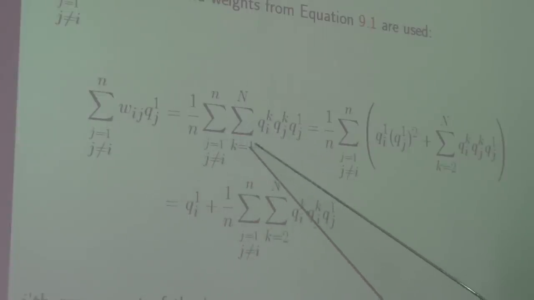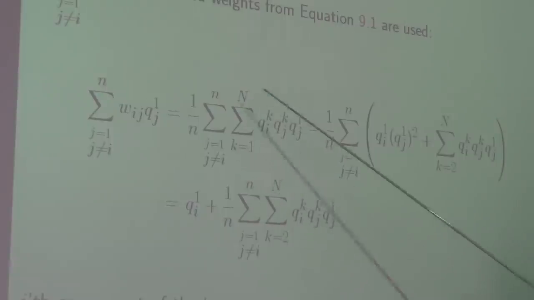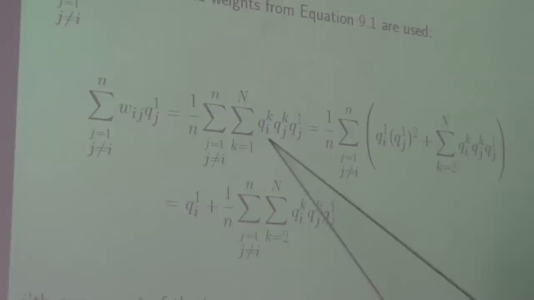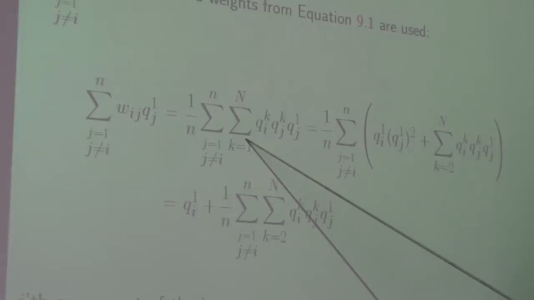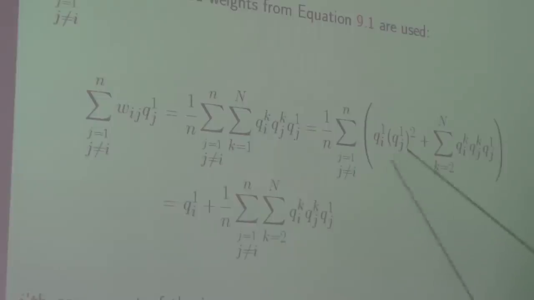Yeah, that's the formula. And so now you see from this single sum, we get a double sum where the inner sum loops over all the training patterns, for k equal 1 to capital N. Okay, and now what we do is we split up this inner sum into two parts. The first part, or let's say we take out of the sum the first term for k equal 1.